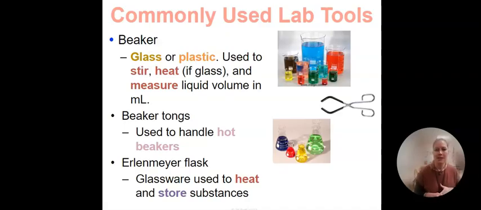Beaker tongs can be used to help handle hot beakers, and they can also be used to handle Erlenmeyer flasks. Erlenmeyer flask, there it is. So if the beaker is too hot, we can use the tongs to move it. That way we don't accidentally burn our hands.